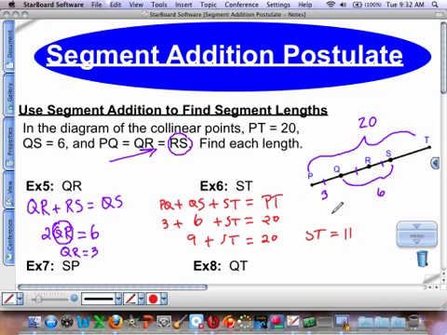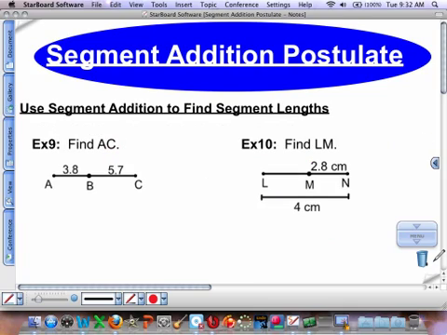How we doing? Good. Getting this? I understand. Confusing. Okay, here we go. Same concept. Okay, find the length of AC.